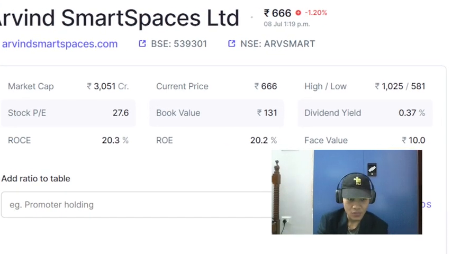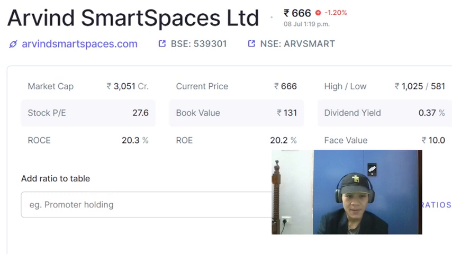So we've got a market cap of 3,000 crores. We have a PE of 27.6. Return on capital employed 20%, very nice. Return on equity 20%, very nice. So does Arvind Smart Spaces meet this criteria? Let's compare it to its peers.